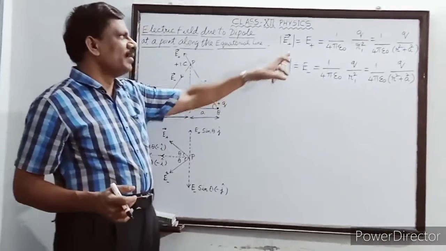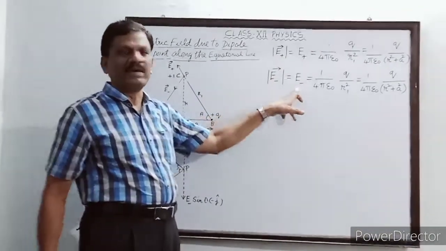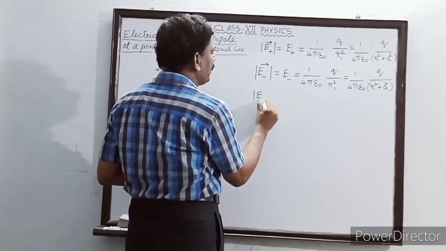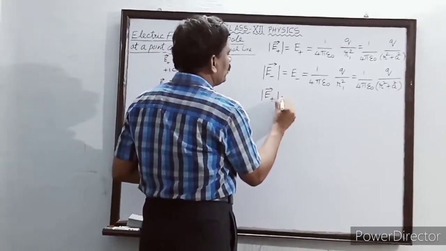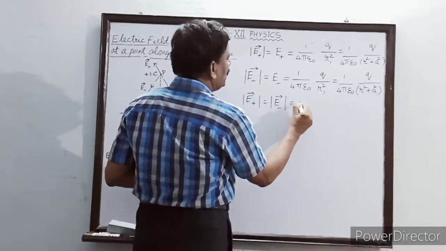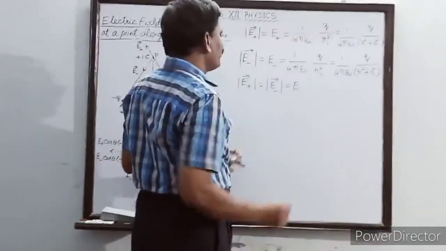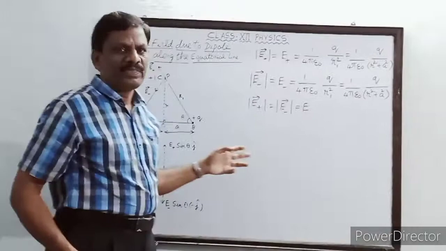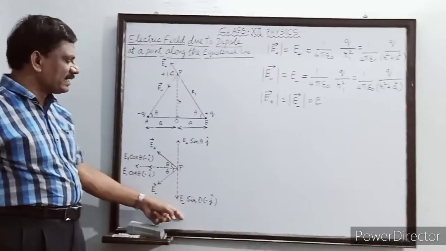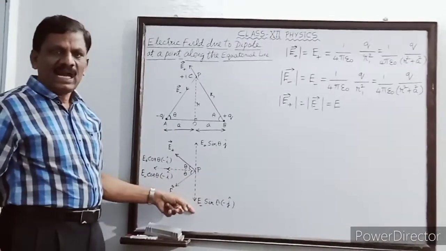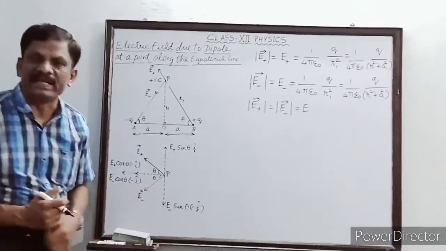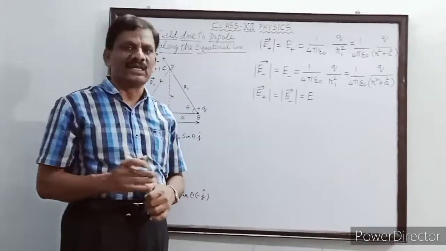Why? Because the modulus of E plus and the modulus of E minus are one and the same. I can write that modulus of E plus is equal to modulus of E minus, and that is equal to E itself. Both are one and the same. Therefore, these sine theta components of E plus and E minus will cancel each other, and the net electric field at the point P is only due to which components? Only due to the horizontal components.